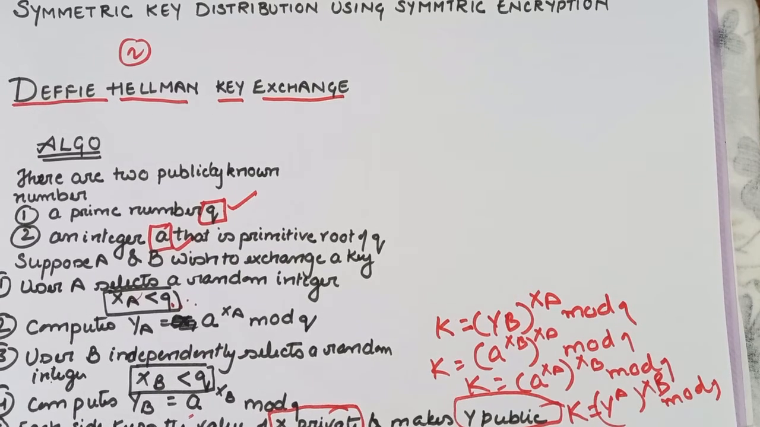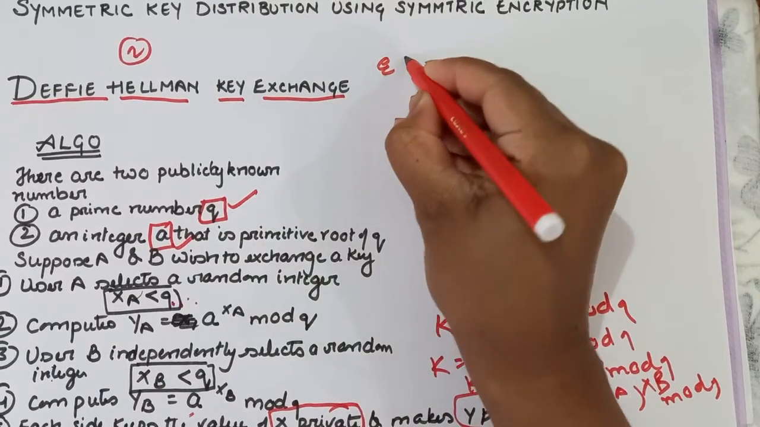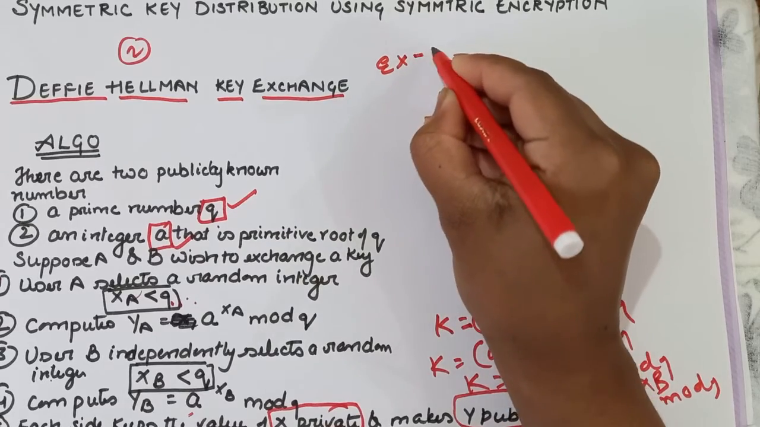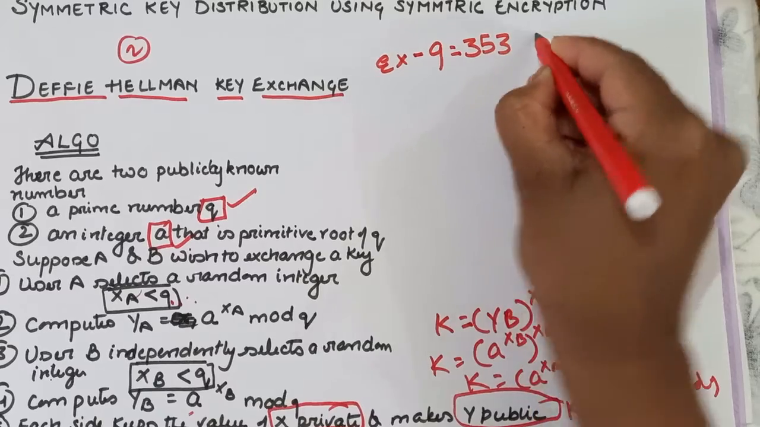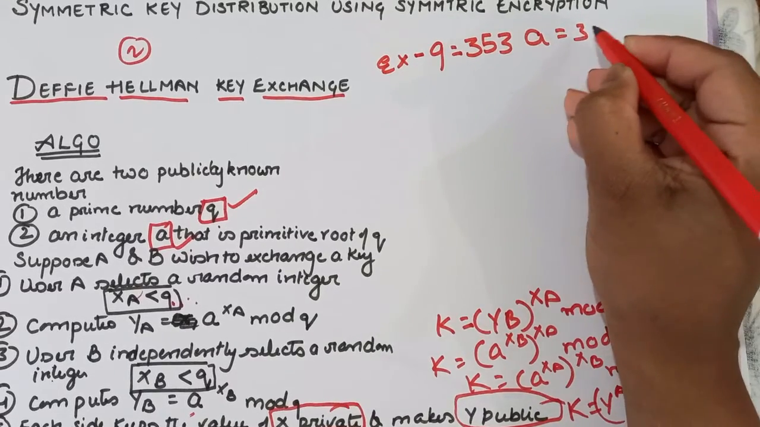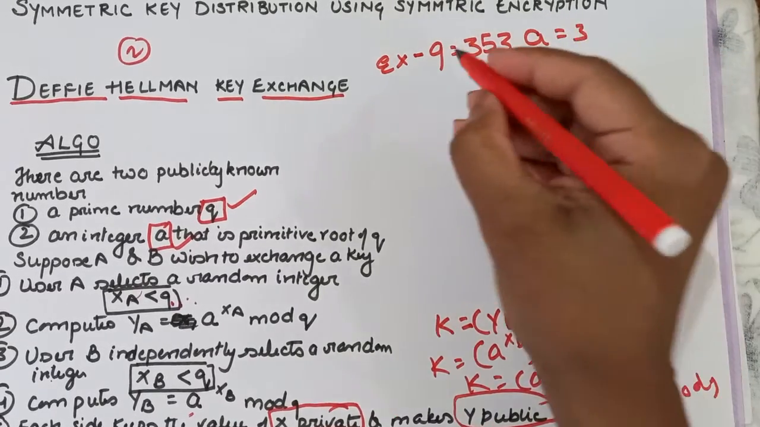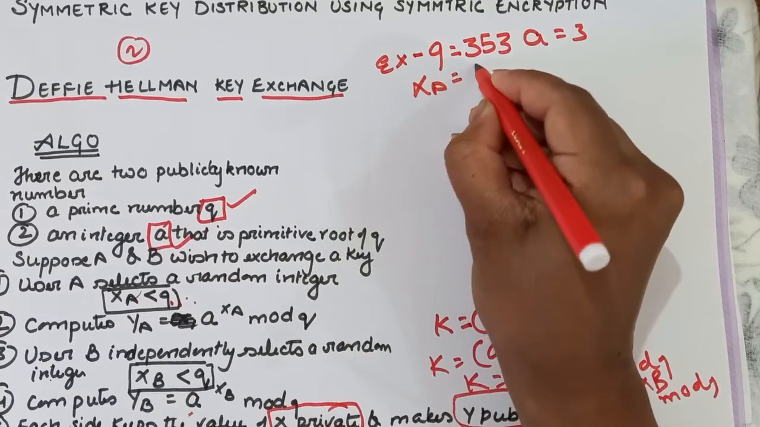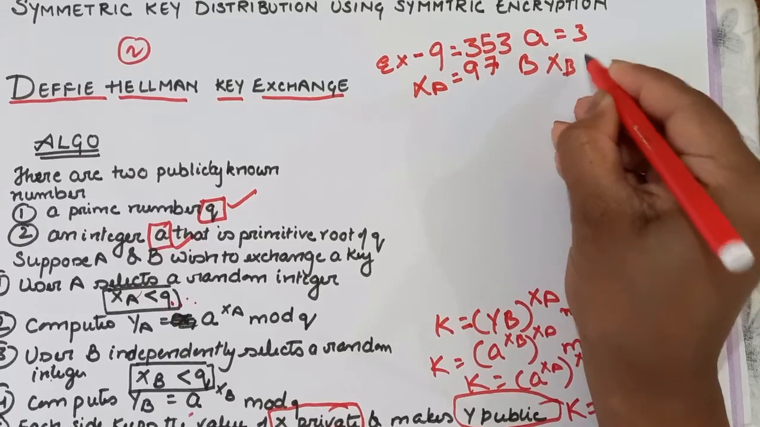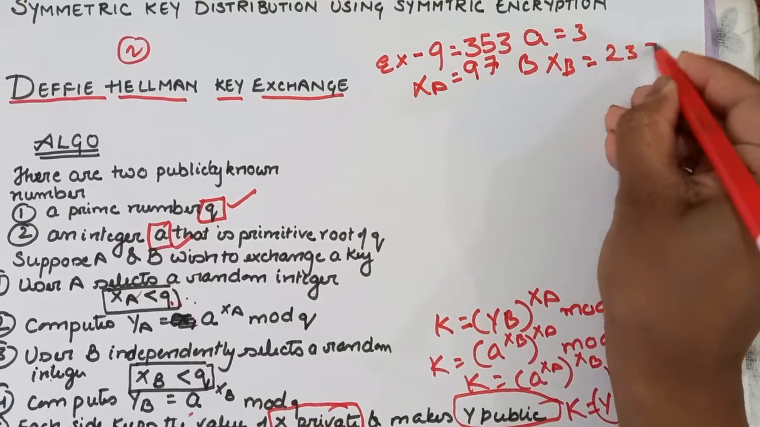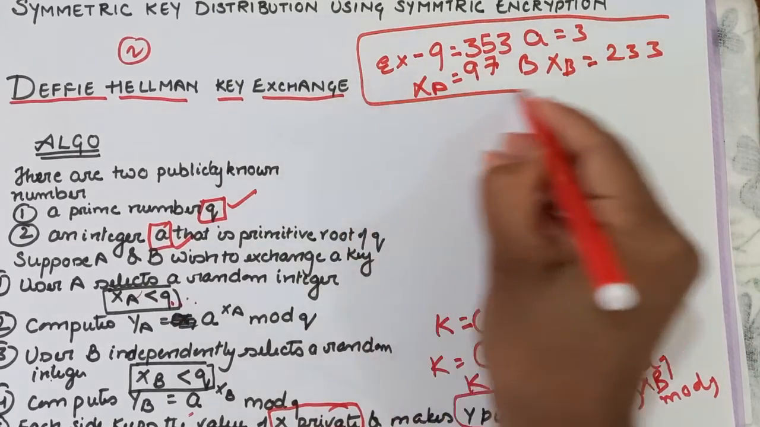Let me take up an example and illustrate it more for you. Maybe q is already known and given to you as 353, and a is given to you as 3. Okay, and a selects xa to be 97, and b selects xb to be 233. Now this is some data which is given to me already.